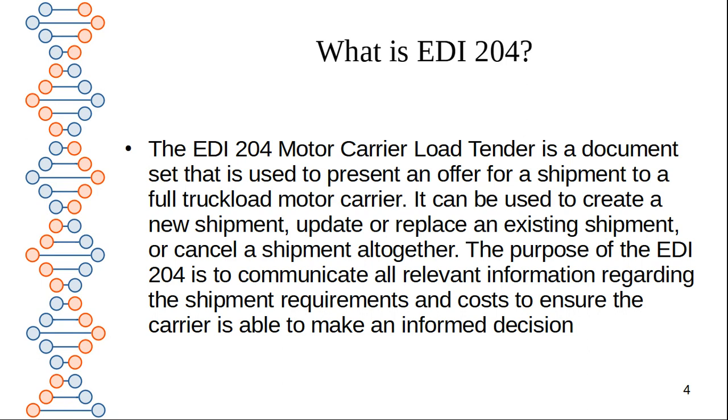What is EDI 204? Today our main topic is the EDI 204. So we will learn what the 204 transaction set is. EDI 204 is the motor carrier load tender. It is a document set that is used to present an offer for a shipment to a full truckload motor carrier. It can be used to create a new shipment, update or replace an existing shipment, or cancel a shipment altogether. The purpose of the EDI 204 is to communicate all relevant information regarding the shipment requirement and cost to ensure the carrier is able to make an informed decision.